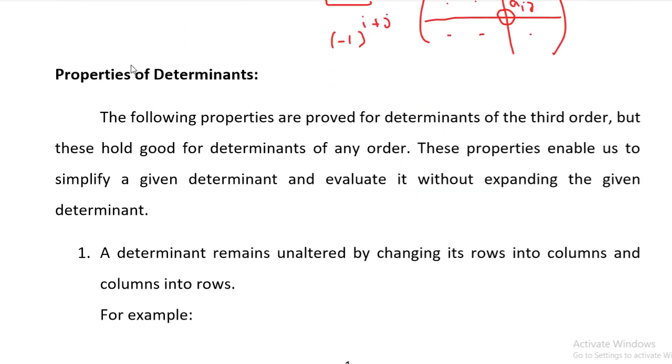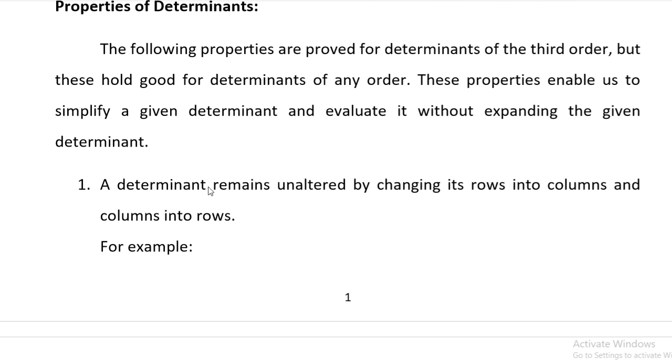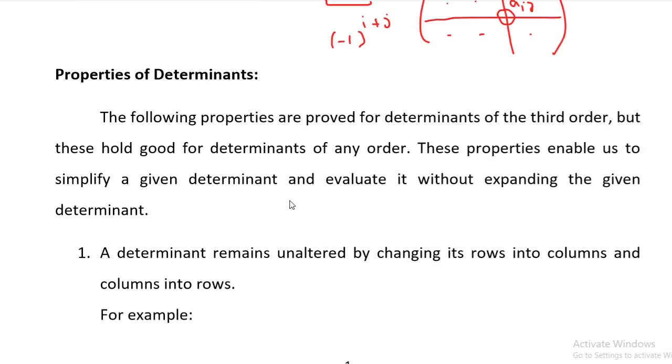So let's go towards the properties of determinants. The following properties are proved for determinants of the third order, but they hold for all determinants, of any order, for any square matrix, because a determinant only exists for a square matrix. There is no determinant for a 2 by 3 or 3 by 4 matrix. It has to be 2 by 2, 3 by 3, 4 by 4.